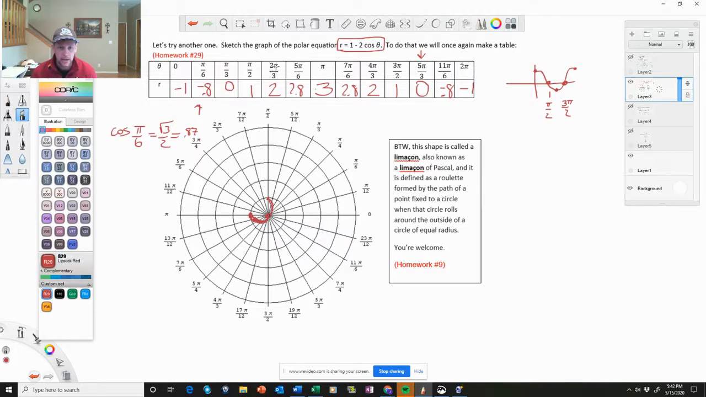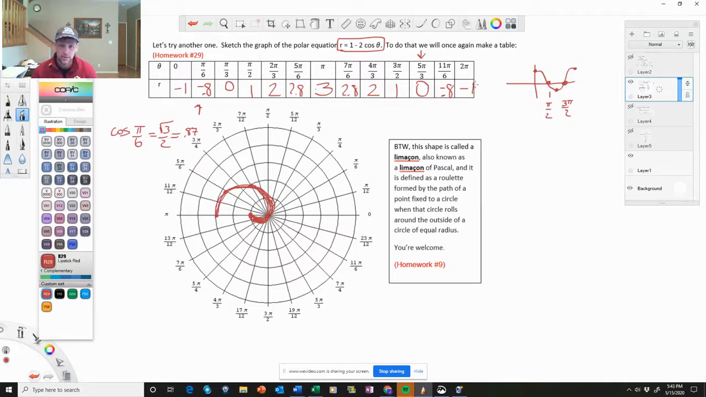At 2 pi over 3, it's 2. Seems to be getting bigger, like that. It's always a smooth curve. At 5 pi over 6, it's 2.8. And at pi, it is 3. So it's kind of like this seashell shape right here. And that's what we have so far.